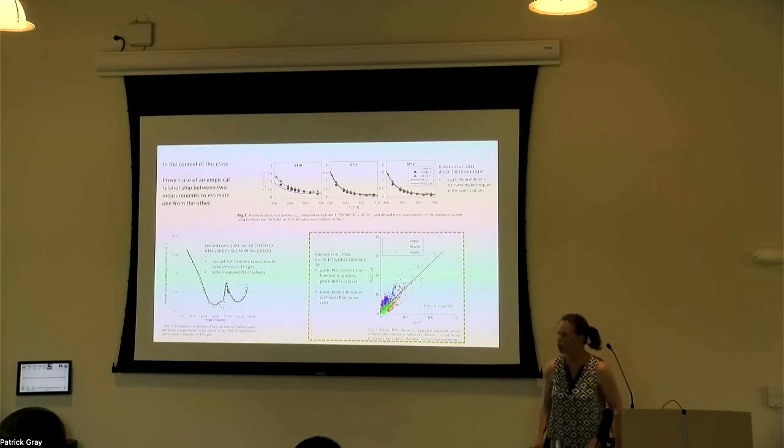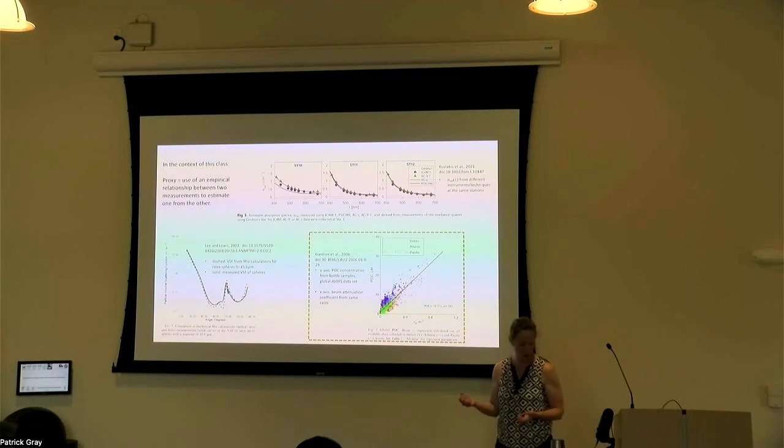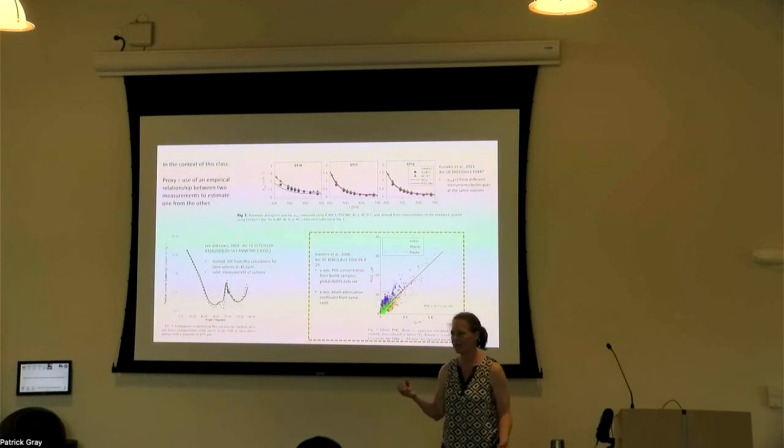Okay. So in this context, we're going to use a proxy to mean the use of an empirical relationship between two measurements so that we can estimate one from the other.